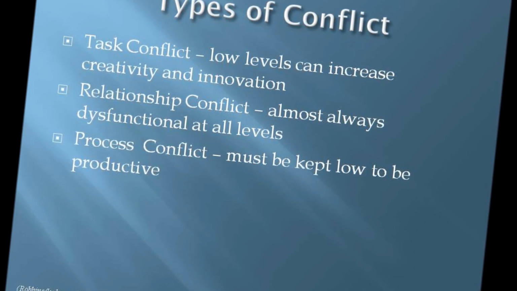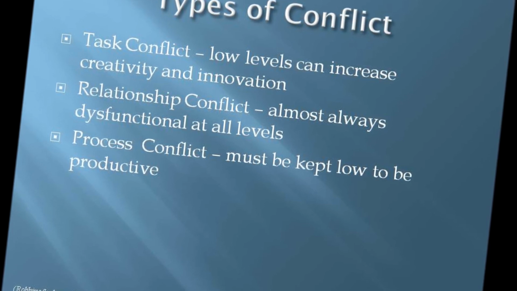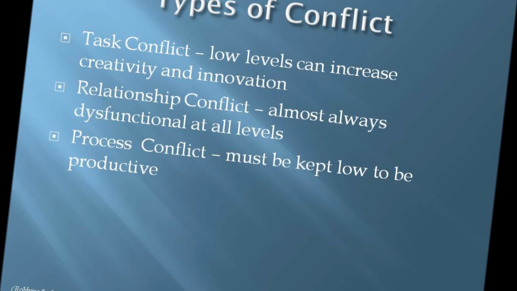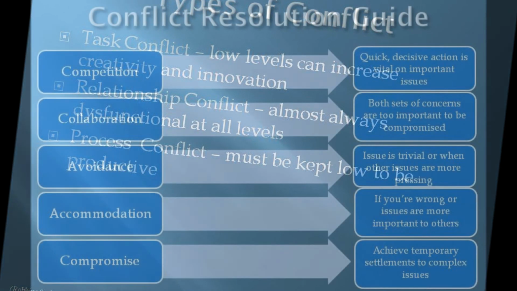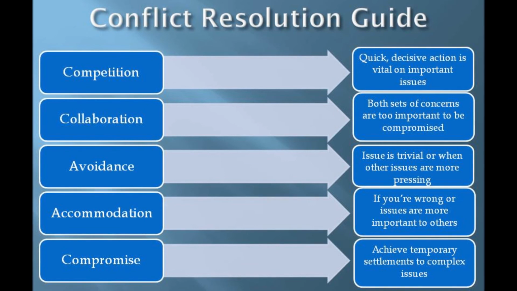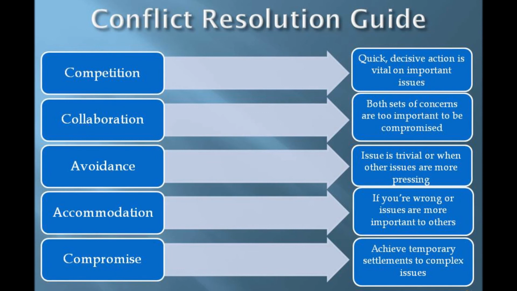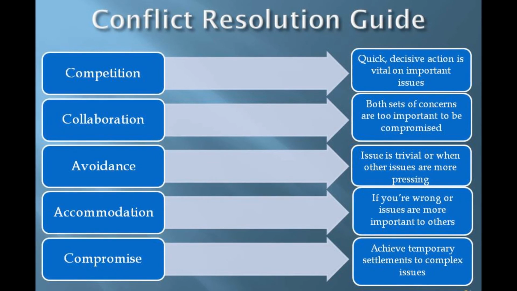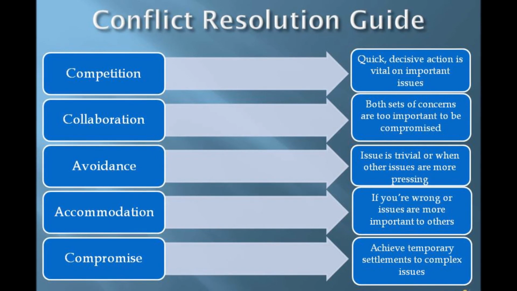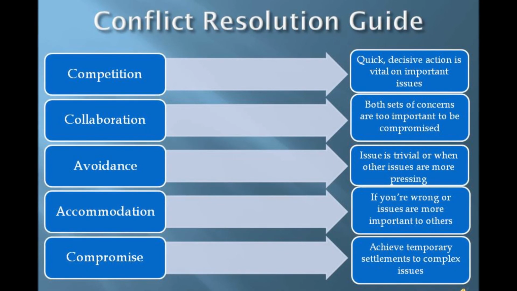So let's take a look at the conflict resolution guide. I have to say, unfortunately, there's no one-size-fits-all solution to resolving conflict. There are a number of different conflict resolution techniques appropriate for a variety of situations. So, as our guide shows, there are five: competition, collaboration, avoidance, accommodation, and compromise.